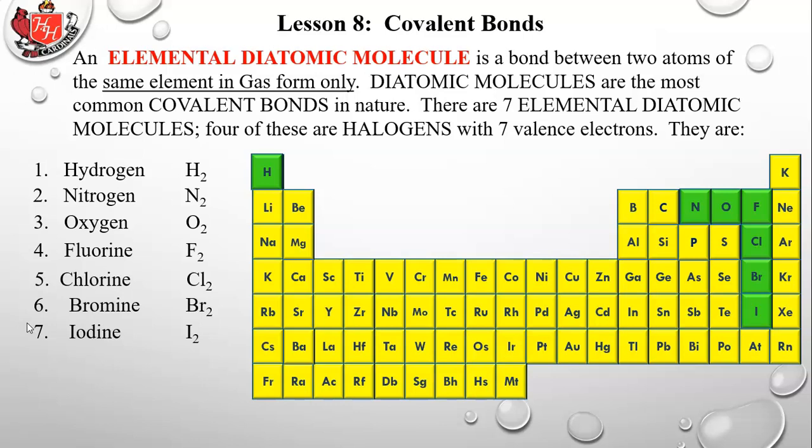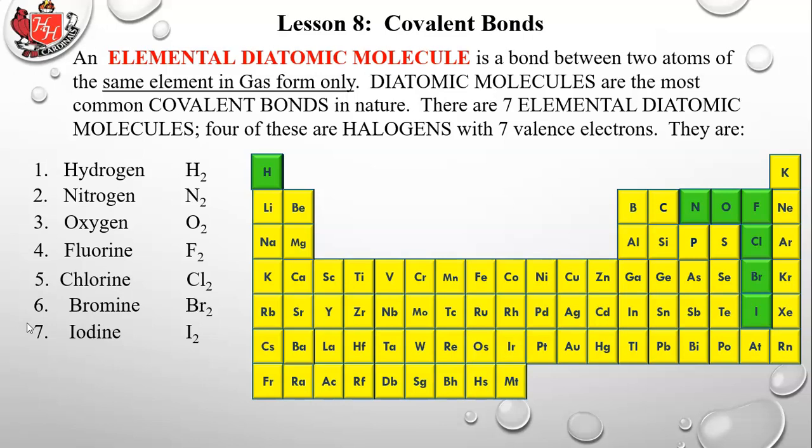So one way to remember it is they form the number 7 over there on the right. From nitrogen, oxygen, fluorine, chlorine, bromine, iodine, those are 6, and then the 7th is hydrogen. So in nature, whenever you see these, they're never going to just be a hydrogen atom or a nitrogen atom or an oxygen atom. They're always going to pair up and form a molecule. That's 2 atoms put together.